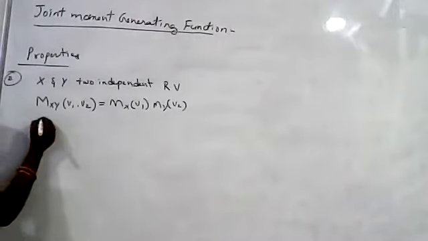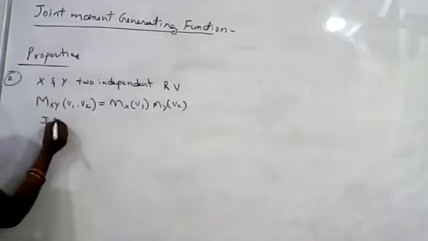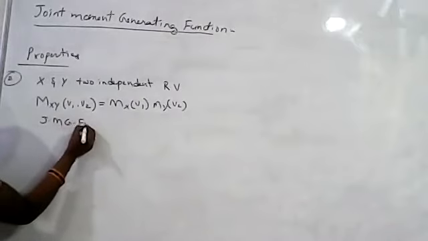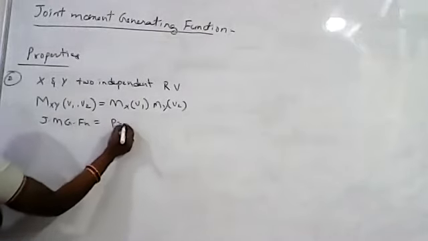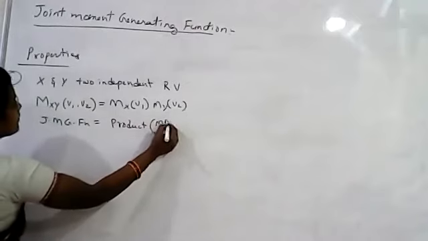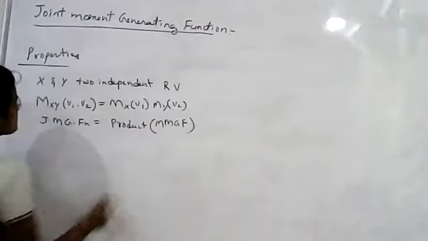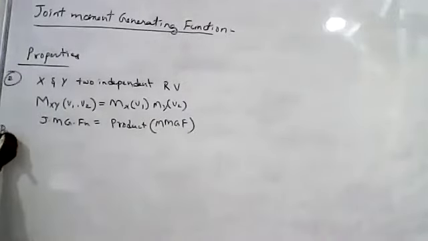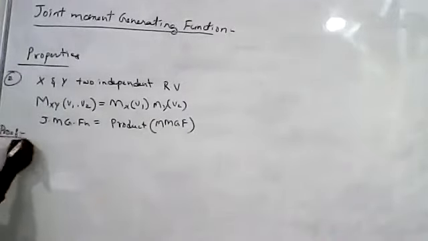So what is this? It is the joint moment generating function, which is equal to the product of the marginal moment generating functions. This is the second property. Now let's see the proof of this.